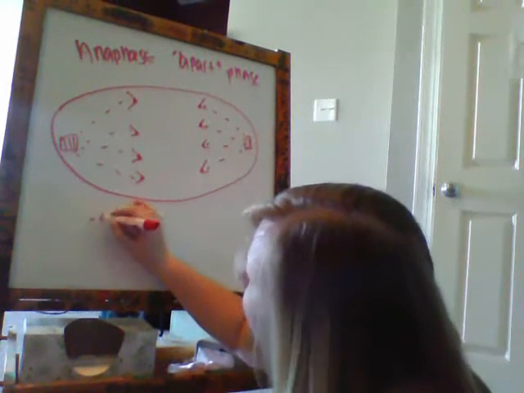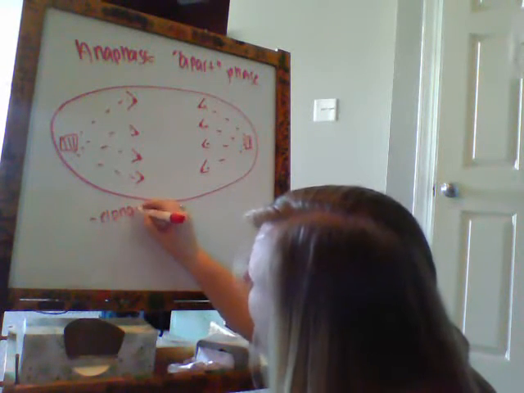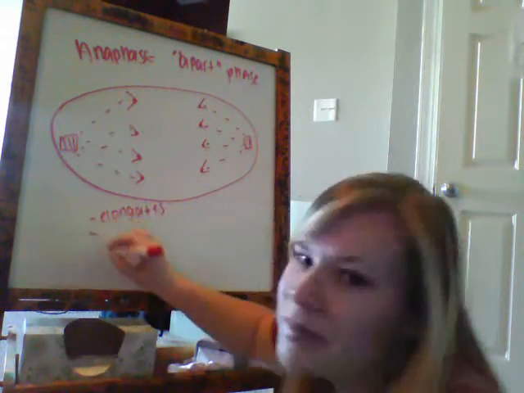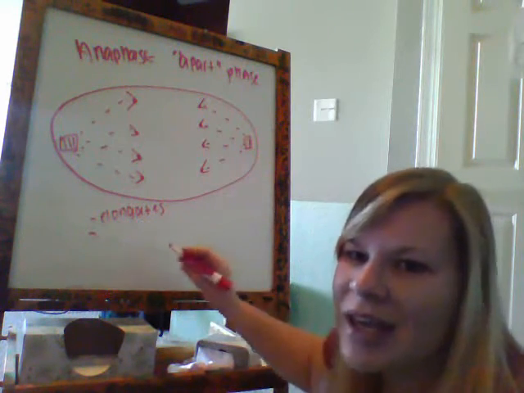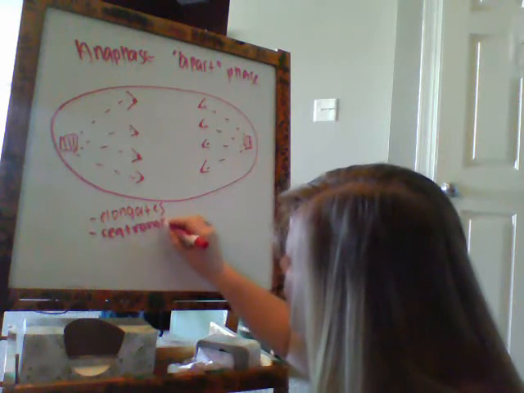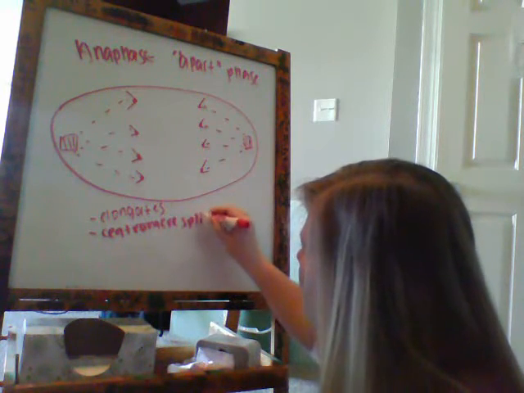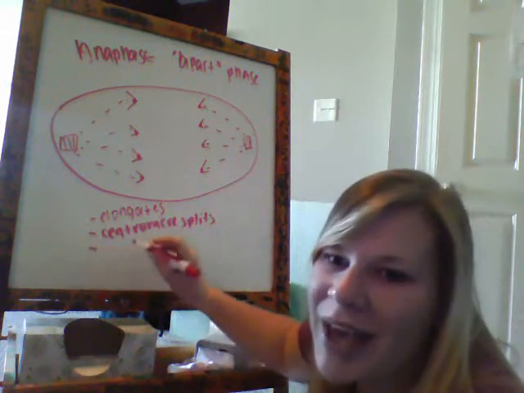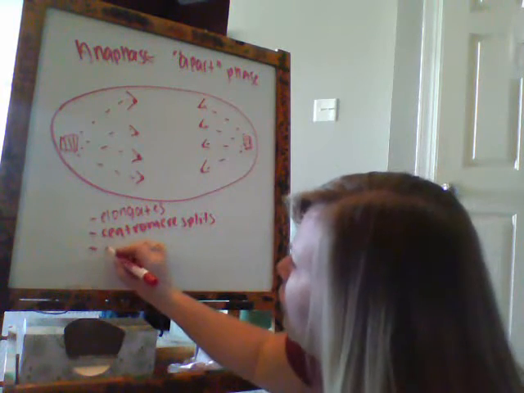We have the cell elongates like a football. And then we have the centromere splits. And then we have the spindle shorten and move the chromatids.